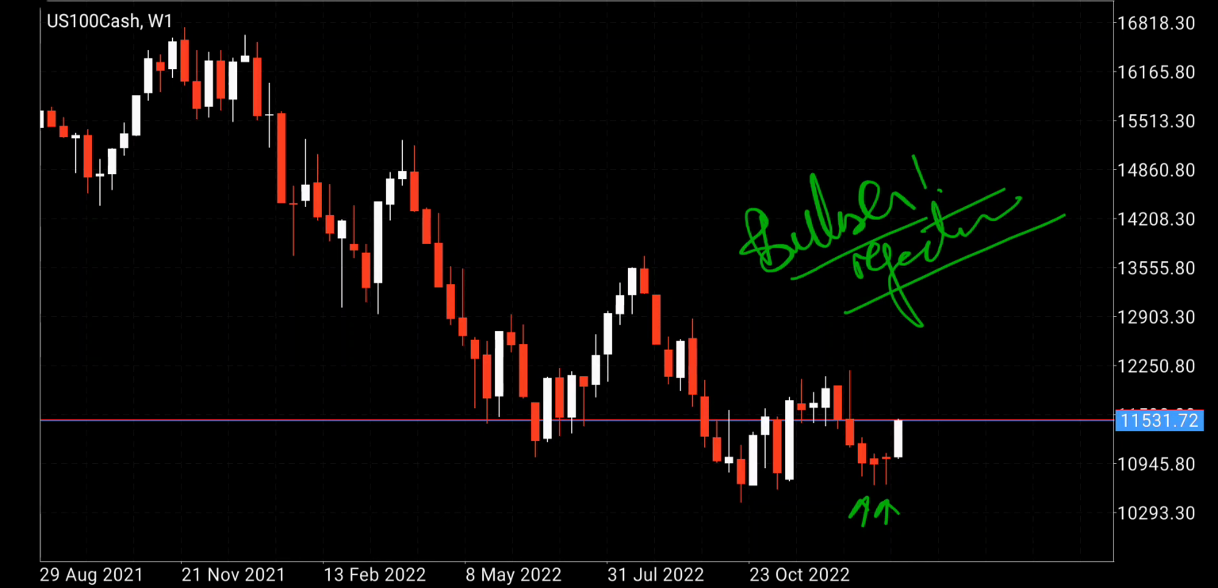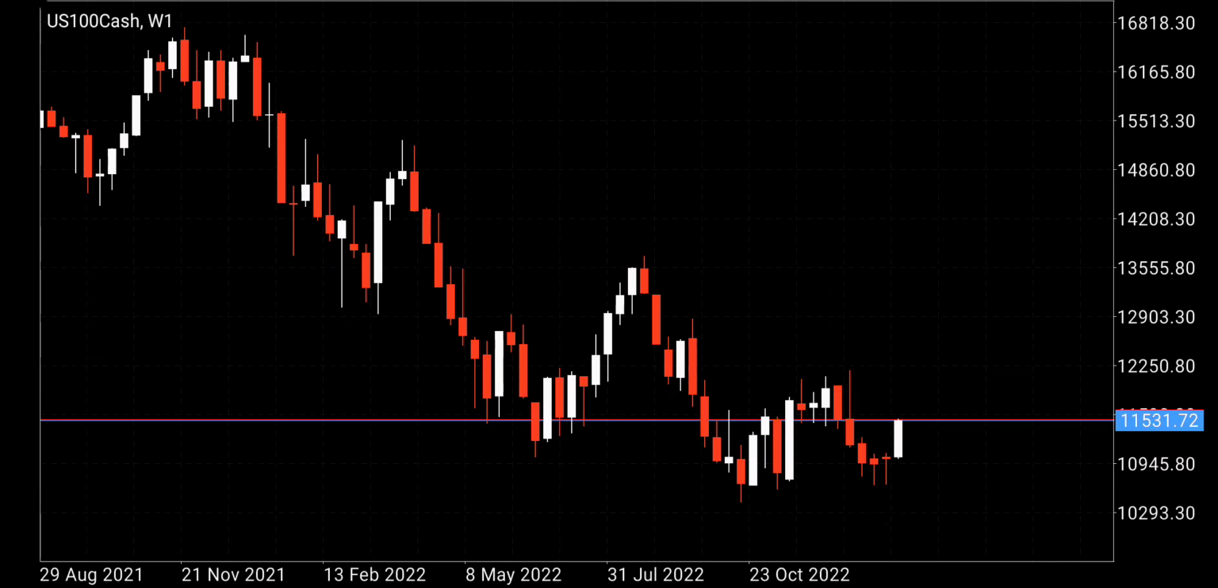You are around a level where the last time we came here, we failed to break it. We went up until there. You are back around the same level. Now the bears are showing you that they are running out of steam. The bulls are rejecting the price. So it shouldn't be a surprise when you see them continue with that rejection and pushing the price back, which is what we were calling for last week when we made that video.